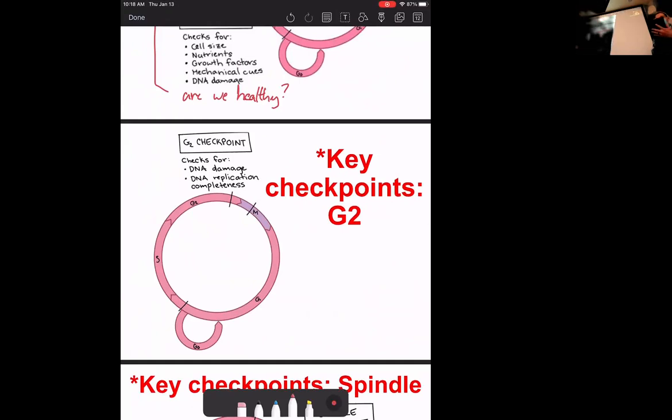Okay, G2. This is sort of the final checkpoint. This is much more involved. This makes sure you have all 46 times 2, doubled. And this is going to make sure for the final time that you are not sending off damaged cells. You do not want to copy damaged goods into 2.